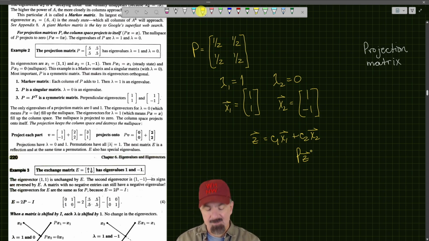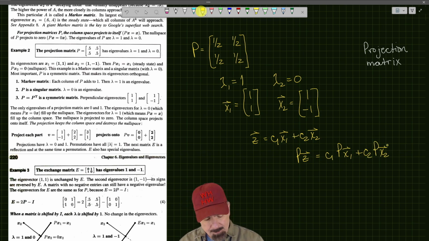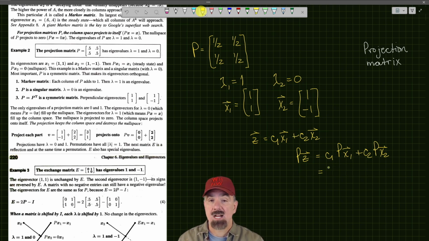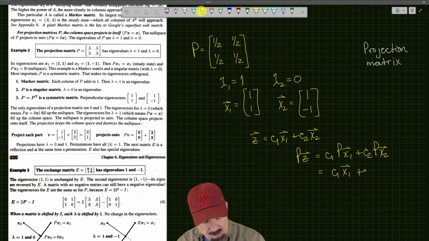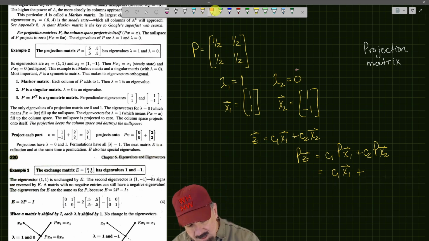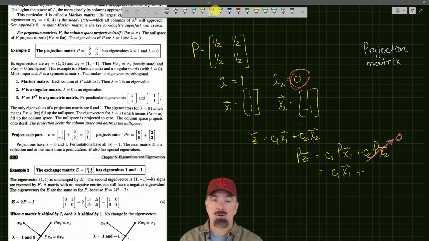Let's think about it in terms of eigenvalues and eigenvectors. We're going to end up with C1 P x1 plus C2 P x2. And what's going to end up happening, we're going to have, again, P times x1 is the same as lambda 1 times x1, and lambda 1 is just 1. So we're going to end up with C1 x1 plus, and now we have C2 times, what's P times x2? The eigenvalue is 0. This whole piece gets mapped to 0.